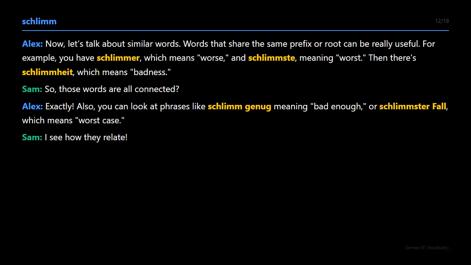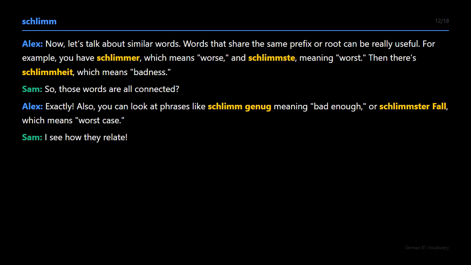Exactly. Also, you can look at phrases like, Schlimm genug, meaning bad enough, or, Schlimmster Fall, which means worst case. I see how they relate.